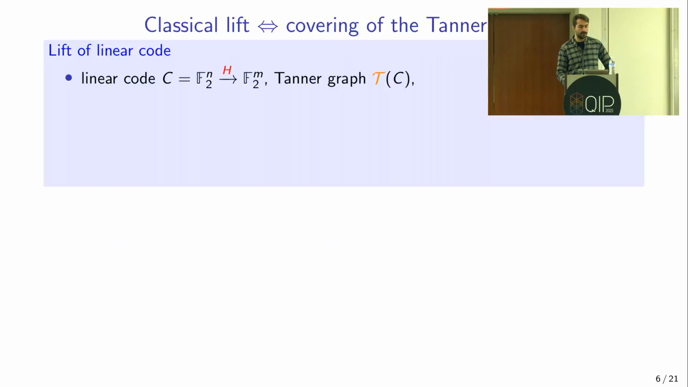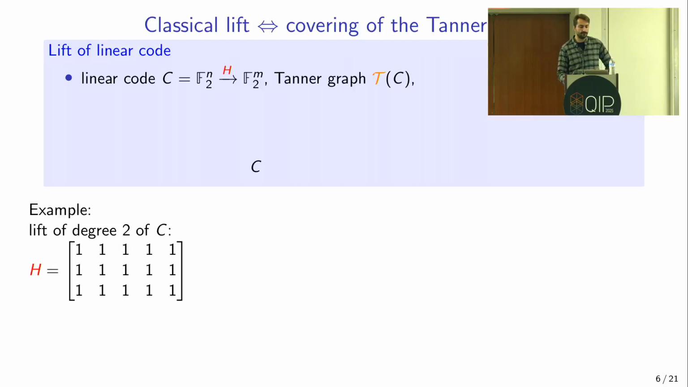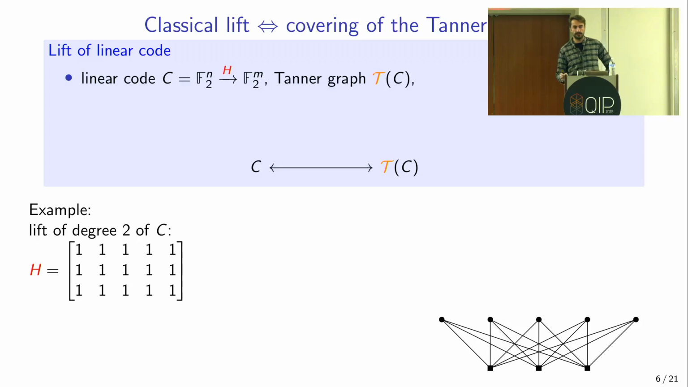Okay, so let's begin. In this talk, a code is a length 2 chain complex, and we denote its Tanner graph by T of C. So how to do a lift? Well, we start with a code with a given parity check matrix. Here we just take a matrix with all 1s, and we generate its Tanner graph. Here the Tanner graph is just the complete bipartite graph.